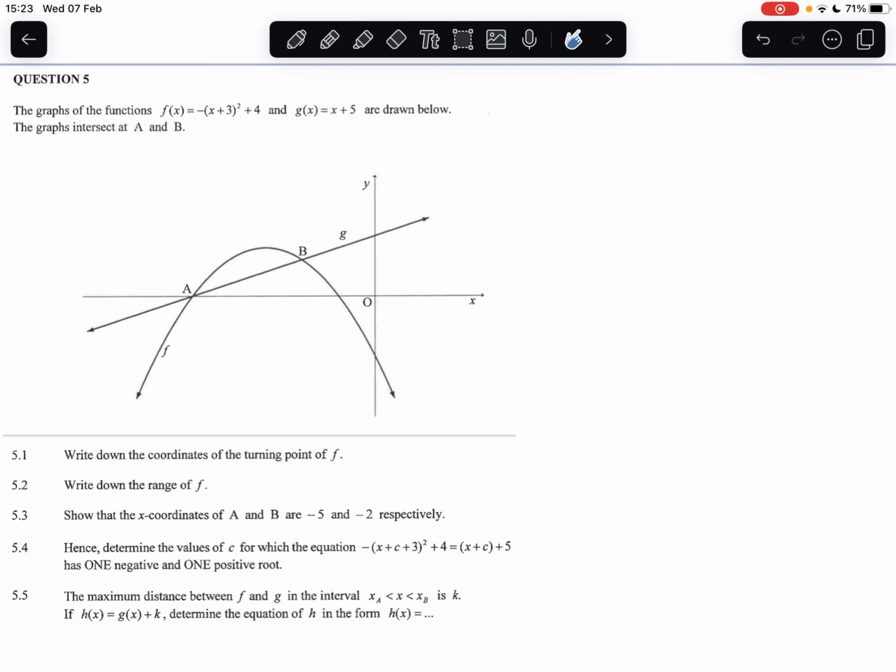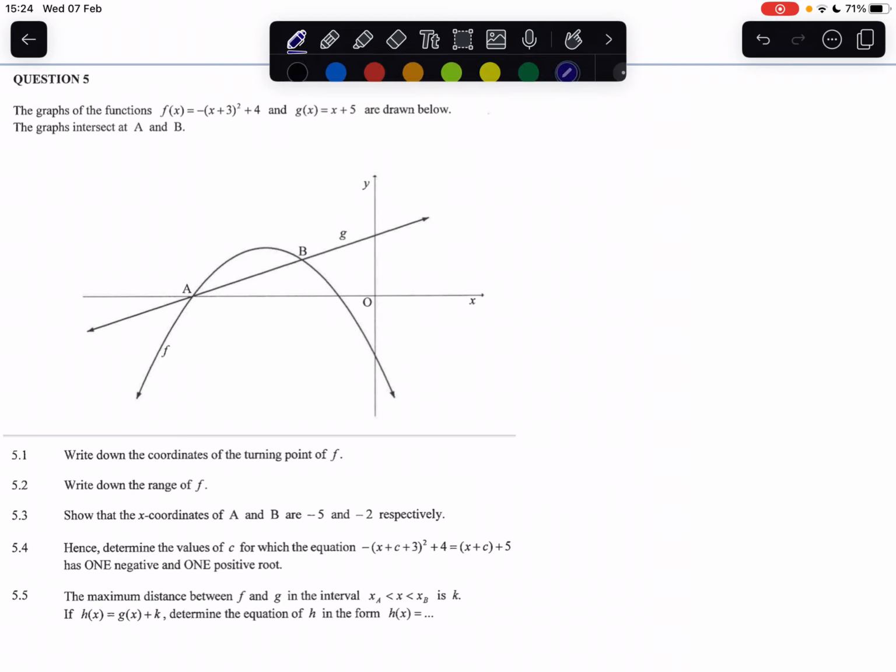The graphs of the functions f(x) = -(x + 3)² + 4, so that's a parabola with a turning point of (-3; 4), and it's a downward facing parabola, as you can see on the diagram as well. Okay, cool. And then g(x) = x + 5, so that's a straight line, gradient 1, y-intercept (0; 5). Cool. They're drawn below, and the graphs intersect at A and B. Lovely. Write down the coordinates of the turning point of f.